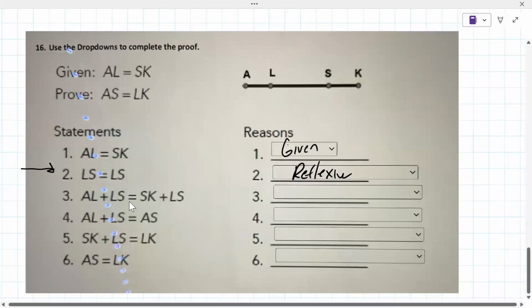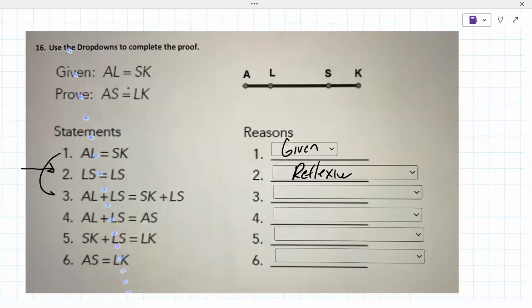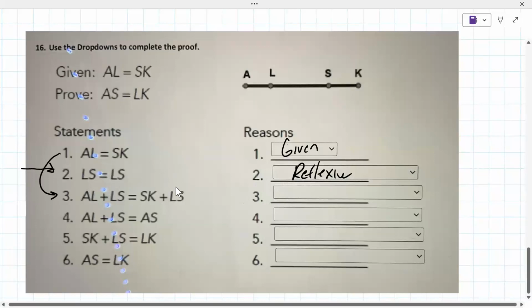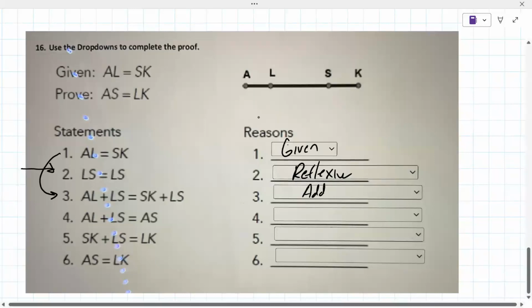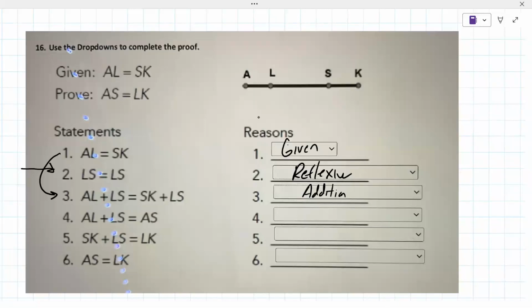What this one is, it really comes from number one. You're adding LS to both sides. It's like fairness: if you get LS, then I get LS, whatever that is. I'm not sure what's an option in the drop down. It isn't segment addition because it's not like AL plus LS equals AS. It's not part plus part equals whole. It's something else here. What are some of the options in the drop down? Transitive property, segment addition, reflexive, and addition property. I guess I would go with addition. So you're adding the same thing to both sides. You might check with your teacher on that. Say, I'm a little unsure how to proceed on something like this.